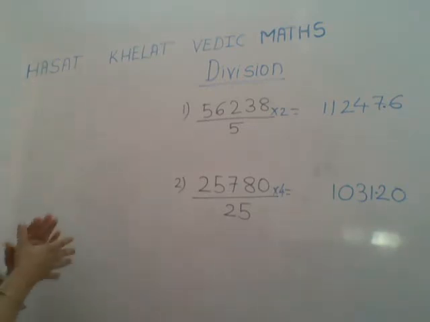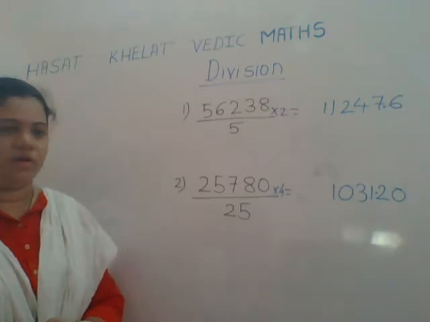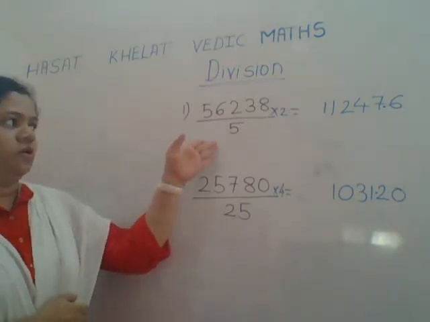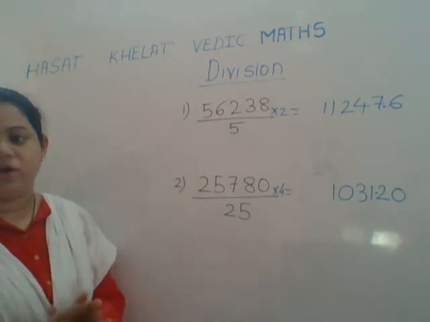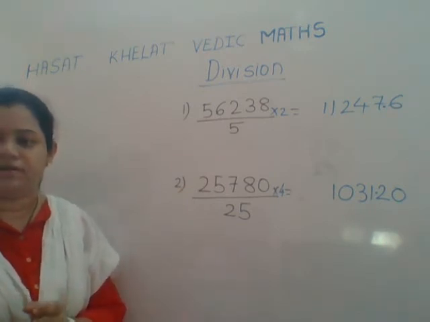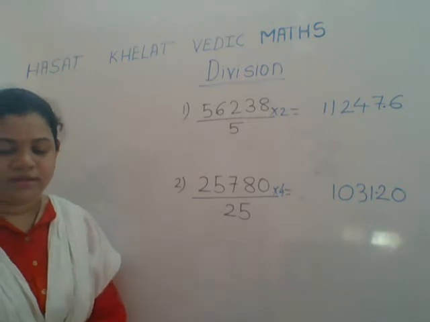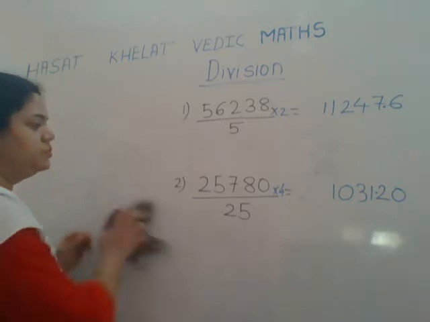Now this division method works where the divisor is 5 or 25. But what if there are other numbers, what to do at that time? Let's see that.